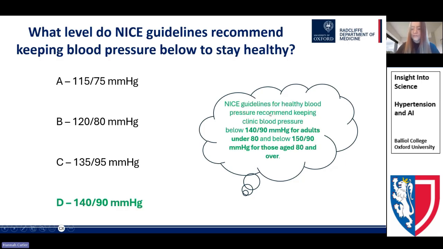So the National Institute for Care and Excellence guidelines recommend that for healthy blood pressure, you keep it below 140 over 90 millimeters of mercury for adults under the age of 80 and below 150 over 90 for those aged 80 and over. So a lot of you put B, that is the ideal amount that you would like your blood pressure to be at, but you ideally want to keep it below 140 over 90 in order to be free from disease.